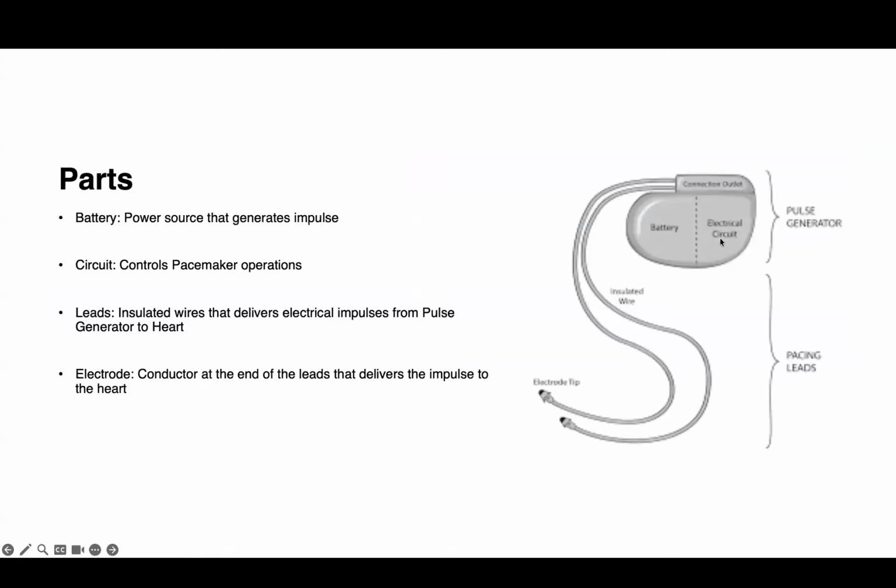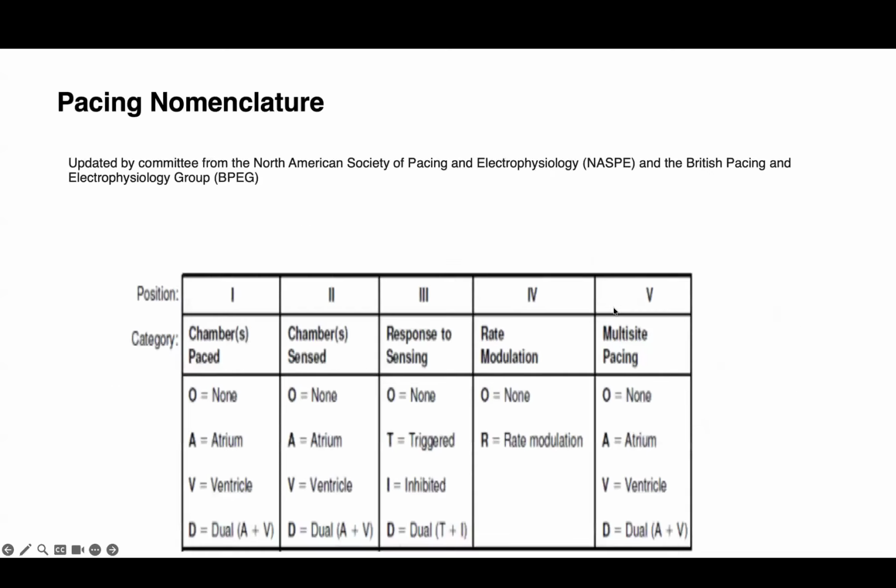So the parts are, here you have a battery, that is a power source that generates the impulse. Then you have a circuit that controls the pacemaker operations, the leads, insulated wires that deliver electrical impulses from the pulse generator to the heart, and the electrodes, the conductor at the end of the leads that delivers the pulse to the heart. So these are the four important parts of the pacemaker.